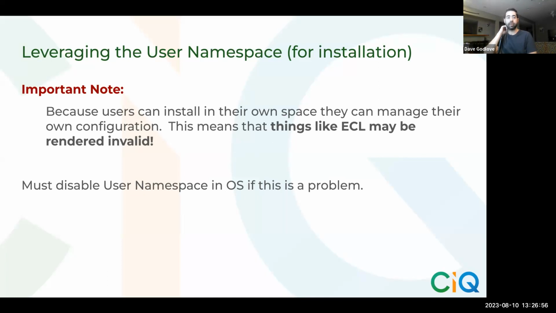So if you have specific configuration needs and you require that your users must use a central installation of Apptainer, you're going to have to put some procedure in place to make sure that users have to use that version of Apptainer. You might have to disable the user namespace in your system to enforce that.